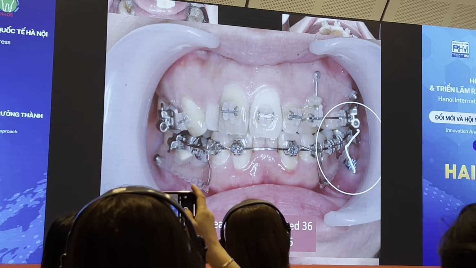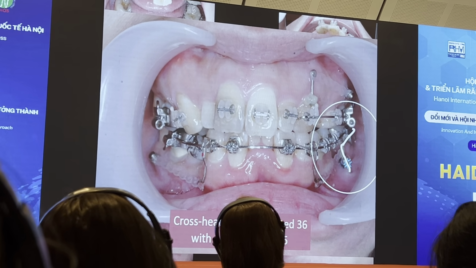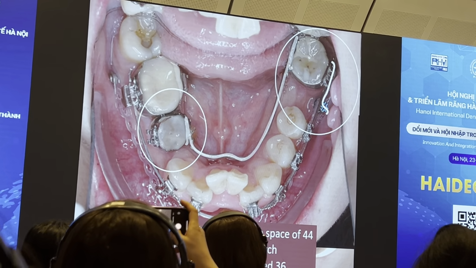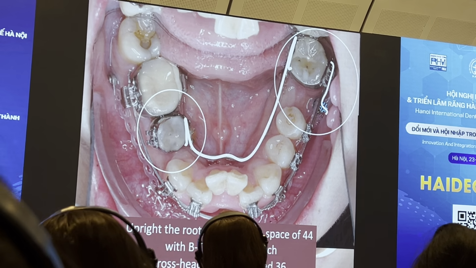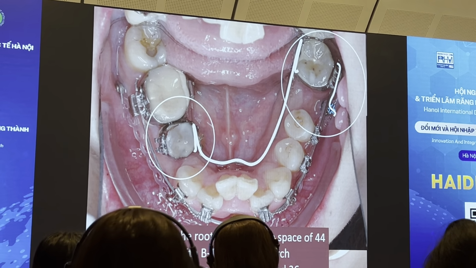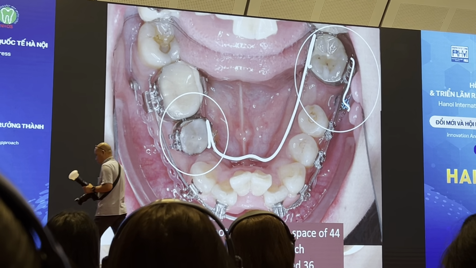And if you look carefully, I used a cross-head miniscrew which connected to 3-6 with a passive archwire. It served as an anchor to upright the root of 4-5 into the extraction space of 4-4 with the use of a beta titanium .036 lingual arch.